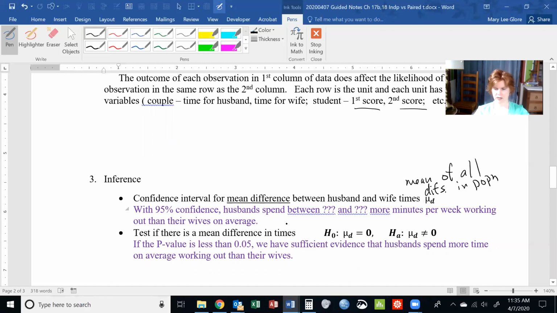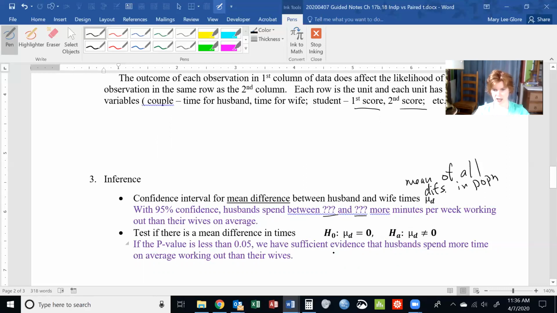So the confidence interval would say, with 95% confidence, husbands spend between this lower limit and upper limit of my interval more minutes per week working out than their wives. And then if I do a test, my test is going to be: is there a difference in times? Maybe husbands and wives work out the same amount, so we would just want to test whether they work out a different amount of time.